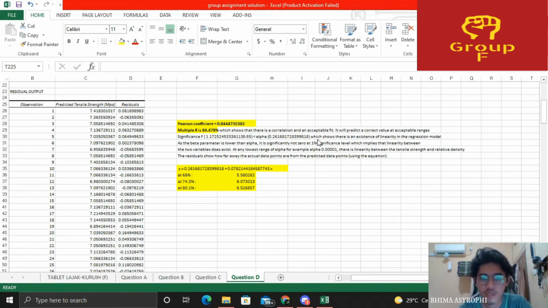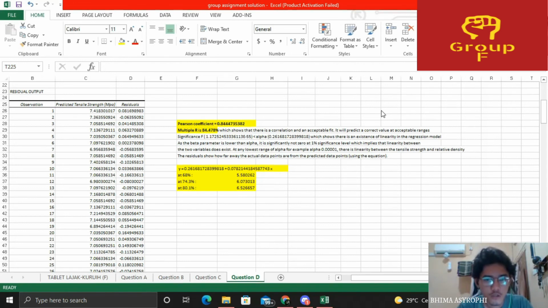This shows there is an existence of linearity in the regression model, as the beta parameter is lower than alpha. It is significantly not zero at the 1% significance level, which implies that linearity between the two variables does exist. At any lower range of alpha, for example alpha 0.00001, there is linearity between the tensile strength and relative density.